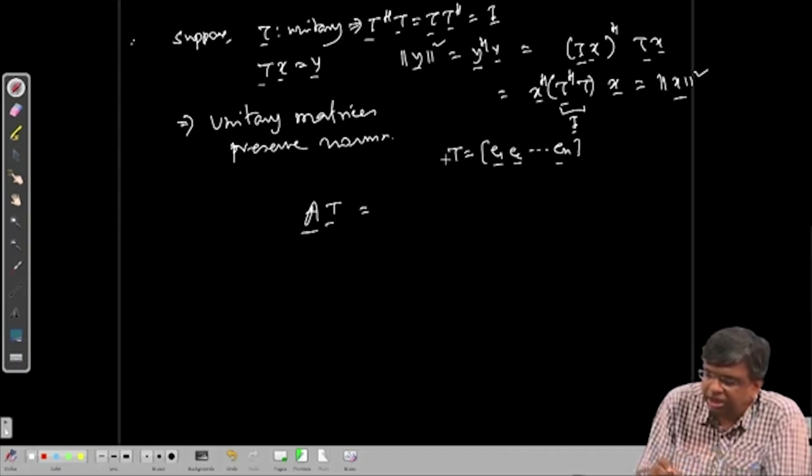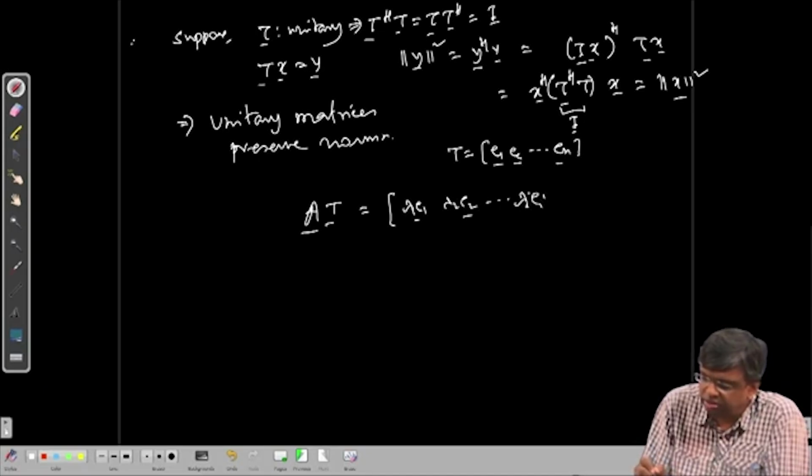Then what happens to AT? AT means A on E1, and A on E1 is lambda 1 E1. Then the next column will be A on E2, which is lambda 2 E2, dot dot dot, and in general the column is lambda i Ei.